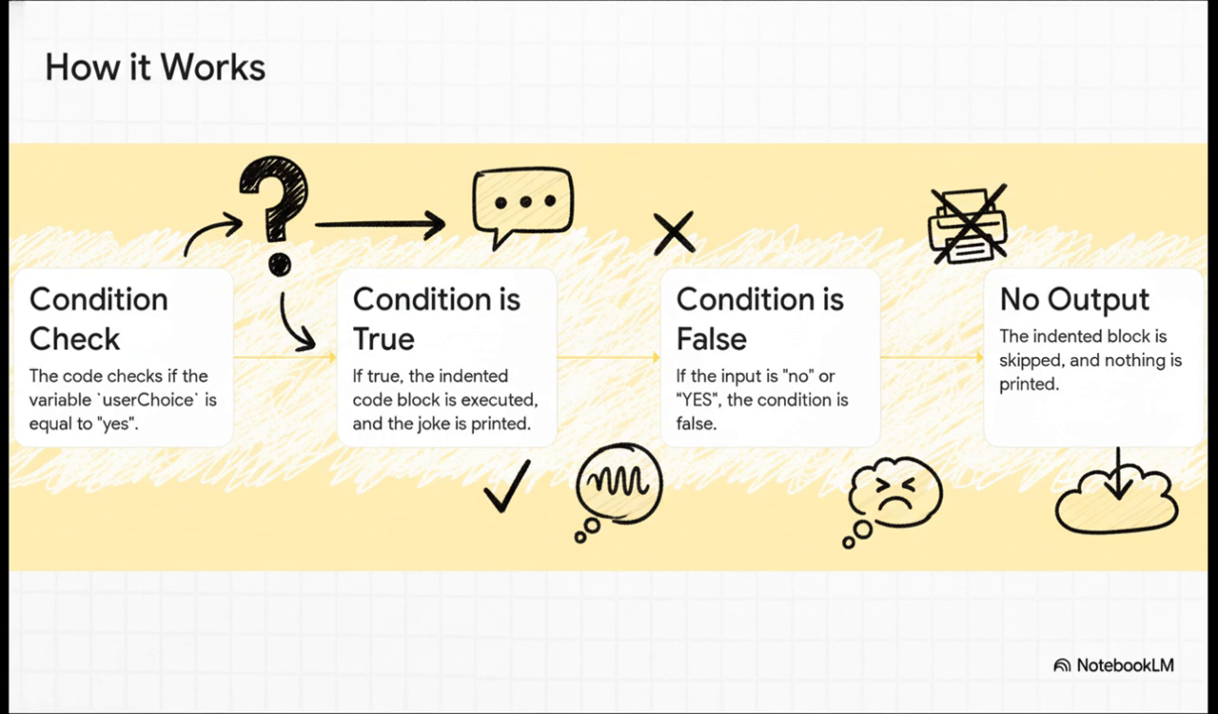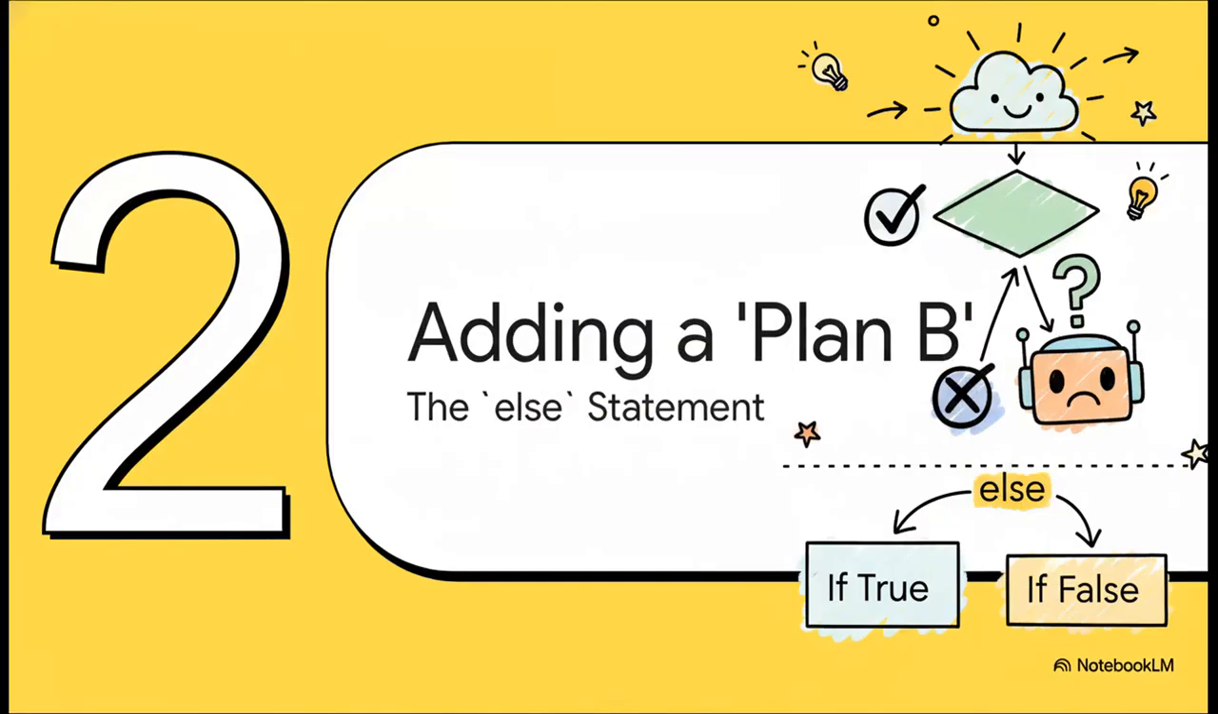But notice this. If the user types no, or even yes in all caps, the condition is false. And nothing happens. The program just ends. Kind of boring, right? Yeah, that joke program isn't very helpful if you say no. We need a way to give the code a plan B, something to do when the if condition isn't true. And for that, we have another keyword, else.